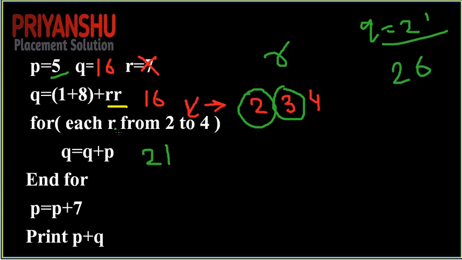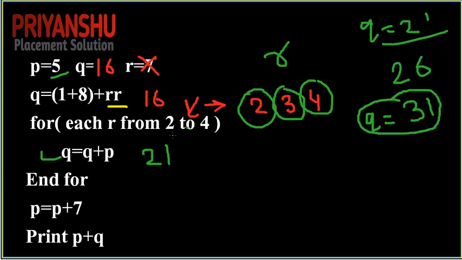Then friends, again r is incremented. Then the value of r is 4 and again this line is executed. q equal to q plus p. So we add 26 plus 5, that is 31, right? So we get q equal to 31. We get the final answer q equal to 31.